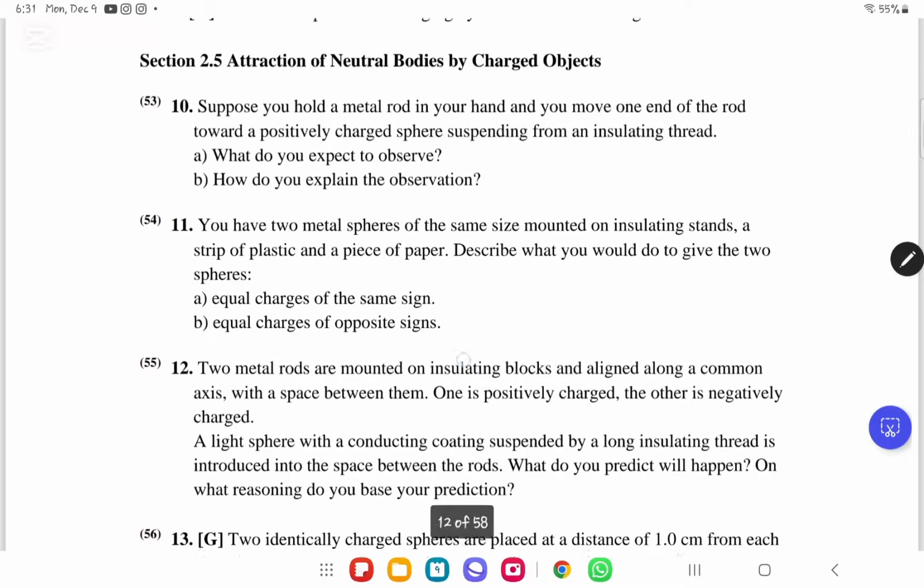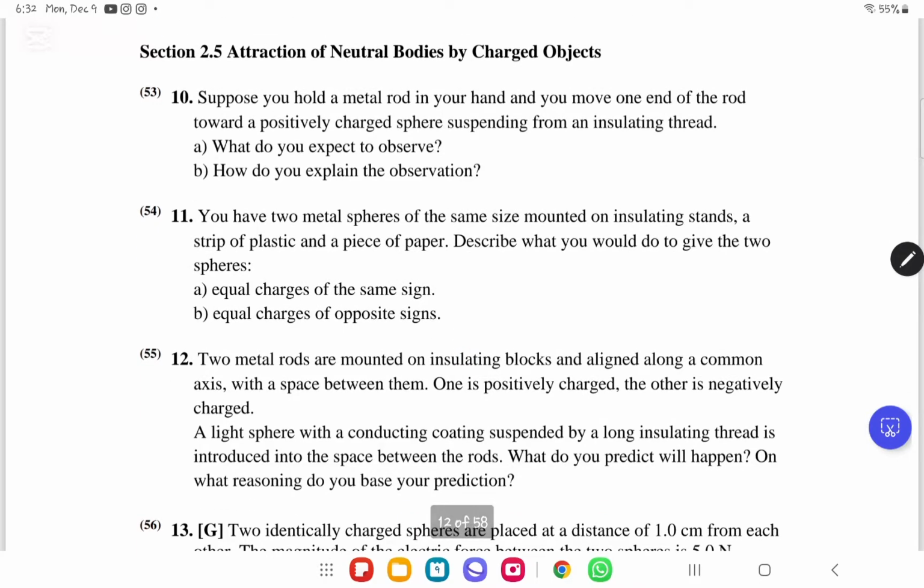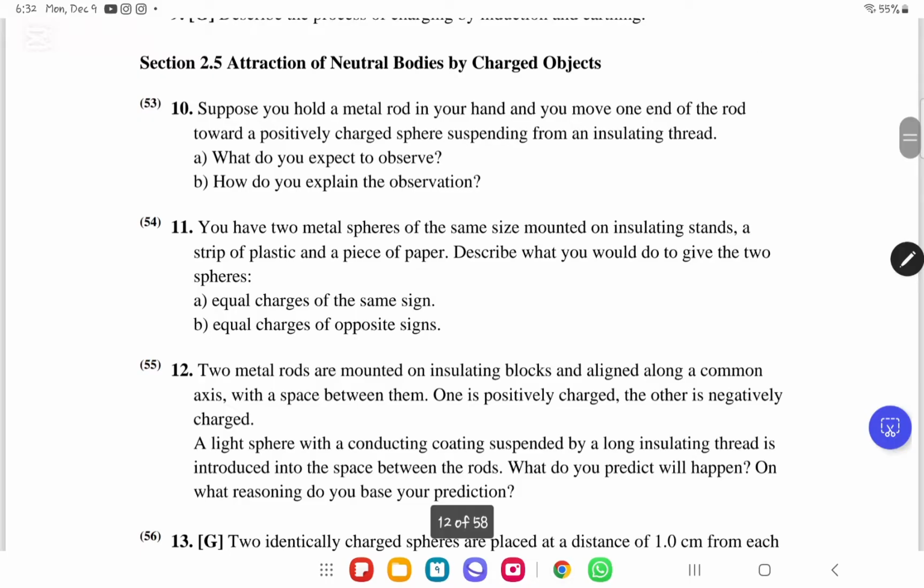Now we move on to section 2.5, attraction of neutral bodies by charged objects. Suppose you hold a metal rod in your hand and you move one end of the rod toward a positively charged sphere suspended from an insulating thread. What do you expect to observe? So remember, anytime you have a neutral ball and a charged rod, it will always be attracted to it. So what we expect to happen is that the metal rod will be attracted by the sphere, or the opposite, the sphere will be attracted by the metal rod.